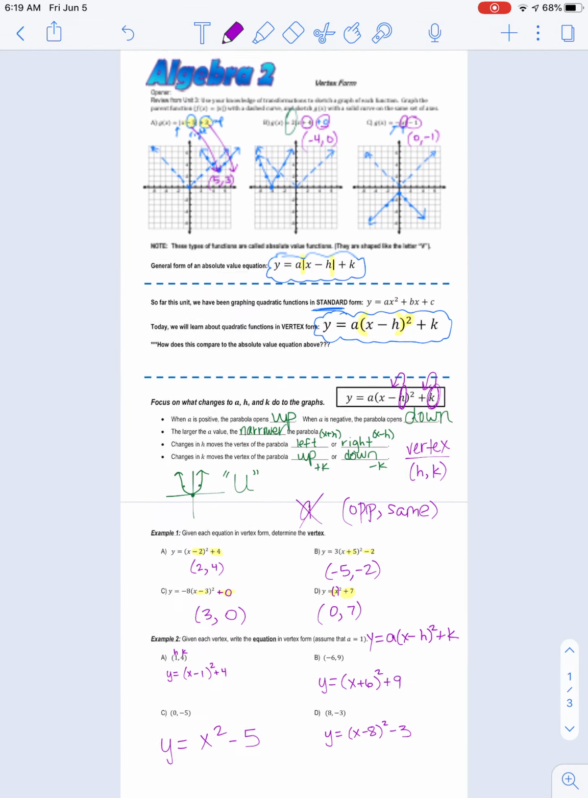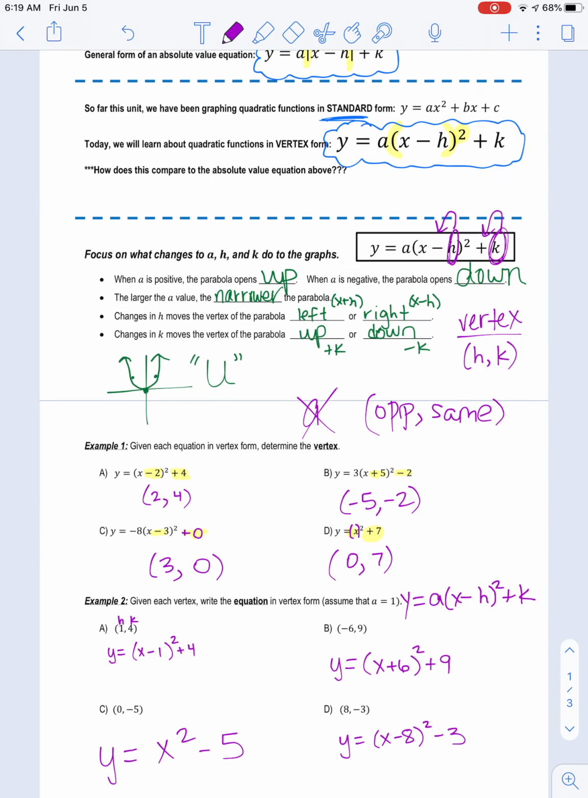So this concludes our lesson on vertex form. In the next lesson, or actually the next two lessons, we'll do more with this where we'll be graphing and converting. But this is just to kind of introduce you to vertex form and understand by looking at that equation how to find the vertex and then the reverse of that.